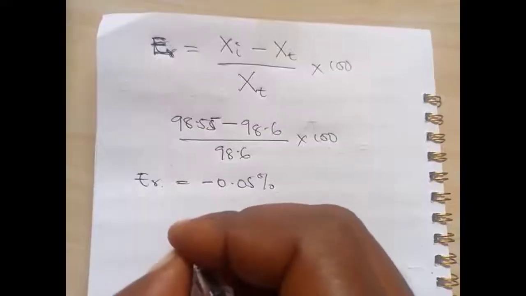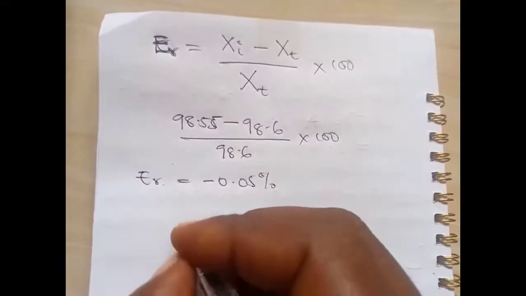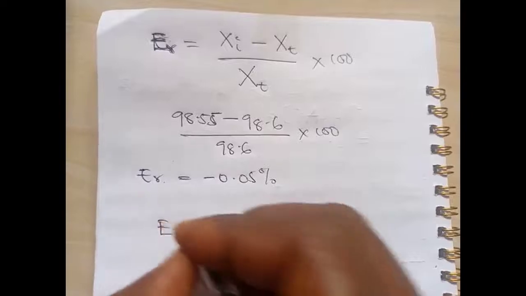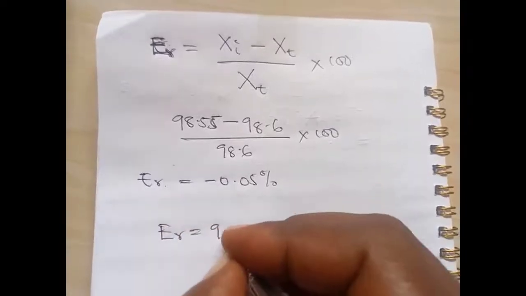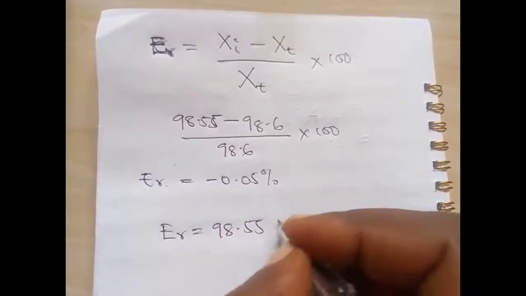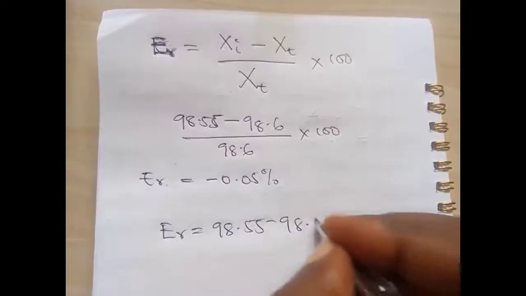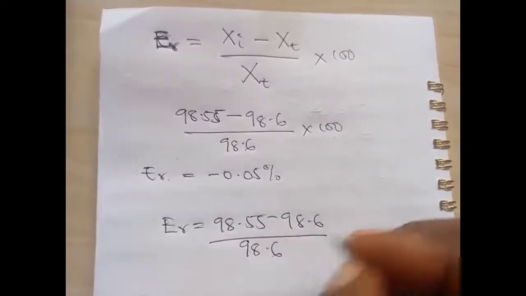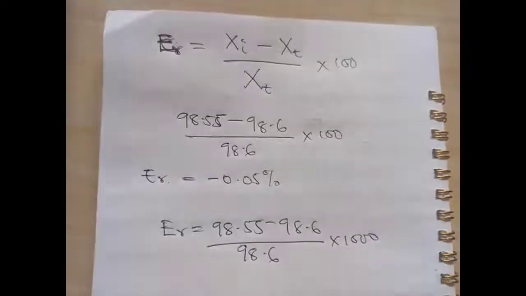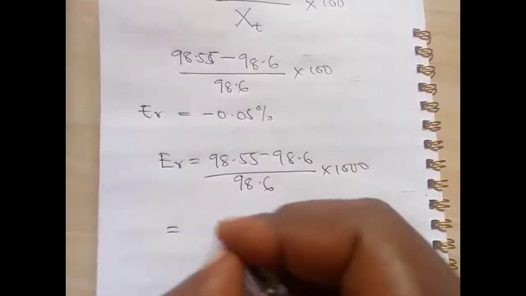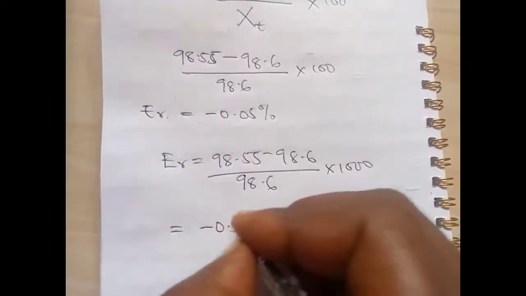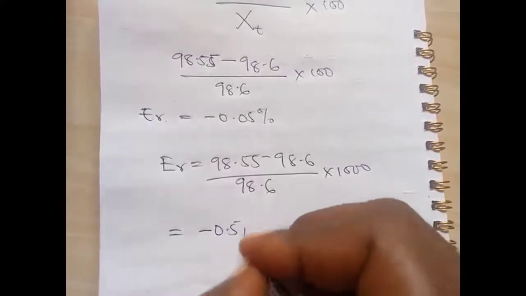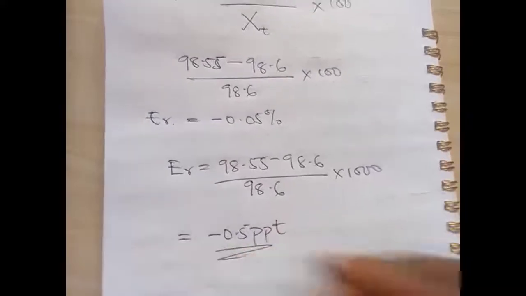Now, it says we should also solve it in parts per 1,000. Parts per 1,000 means we multiply by 1,000. So relative error is 98.55 minus 98.6 over 98.6 times 1,000. So what we're going to get is minus 0.5 in parts per 1,000.